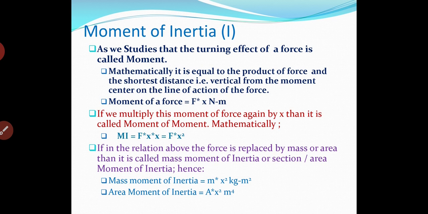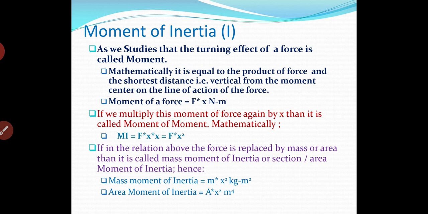Moment of inertia. As we studied, the turning effect of a force is called moment. Mathematically, it is equal to the product of force and the shortest distance, that is vertical, from the moment center on the line of action of the force. The moment of force mathematically is written as F into x. x is the shortest distance on the line of action.